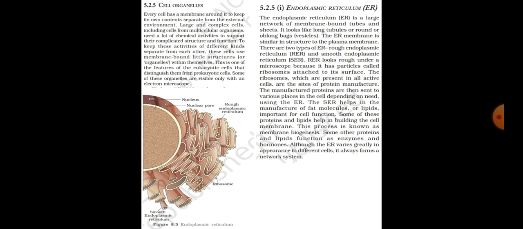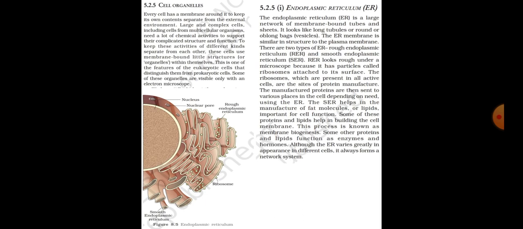First organelle is endoplasmic reticulum. The endoplasmic reticulum is a large network of membrane-bound tubes and sheets. It looks like long tubules or round or oblong bags. The endoplasmic reticulum membrane is similar in structure to the plasma membrane. There are two types of endoplasmic reticulum: rough endoplasmic reticulum and smooth endoplasmic reticulum.